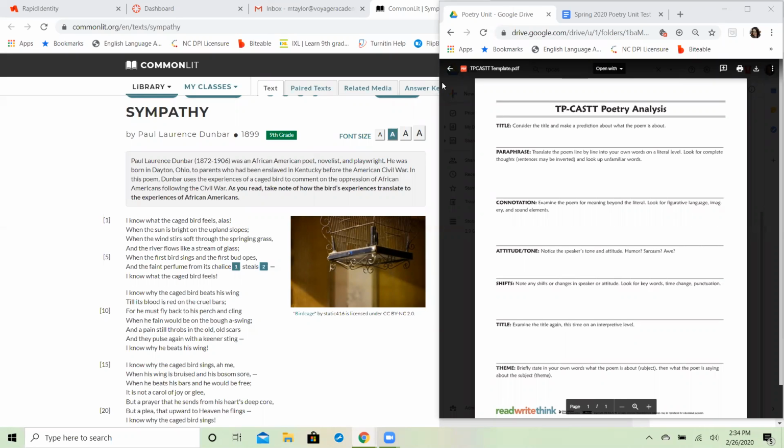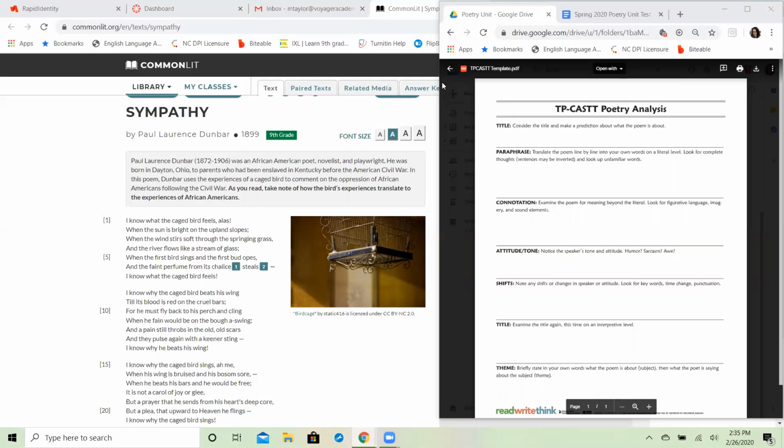We're going to first start with the TP-CASTT poetry analysis for the poem, and then we're going to get into the multiple choice questions. So to start, the title of the poem is Sympathy. Before reading, students should consider what the word sympathy means and how they think it's going to apply to the poem. The second thing students should do is paraphrase. After reading the poem, pick a line and translate it into your own words on a literal level.